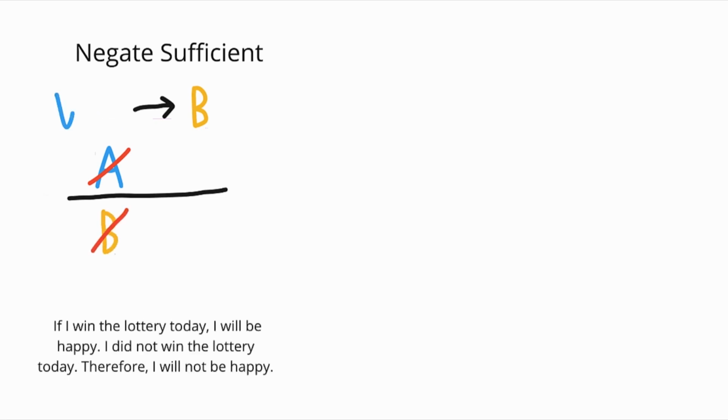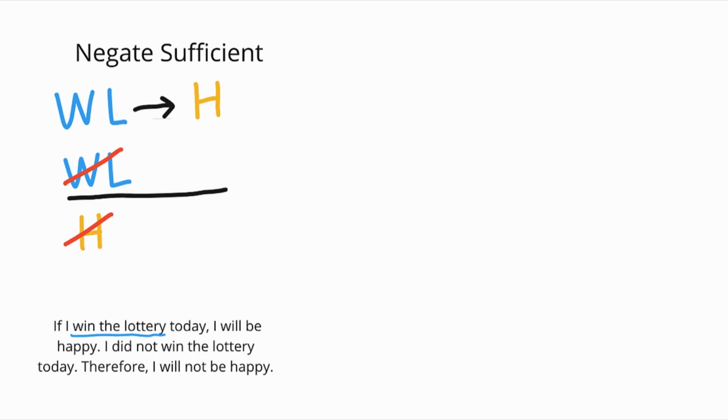Here's an example. If I win the lottery today, I will be happy. I did not win the lottery today, therefore I will not be happy. Just because winning the lottery is one way for me to be happy doesn't mean that winning the lottery is the only way for me to be happy. Even if I don't win the lottery, I could still be happy for any number of other reasons.